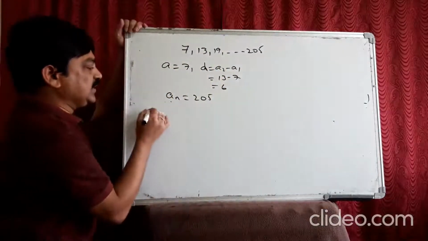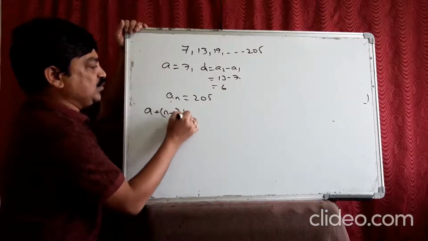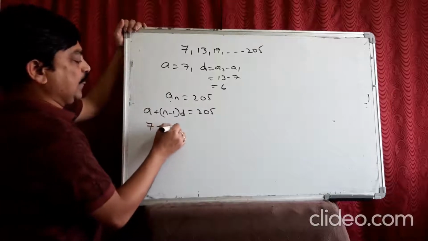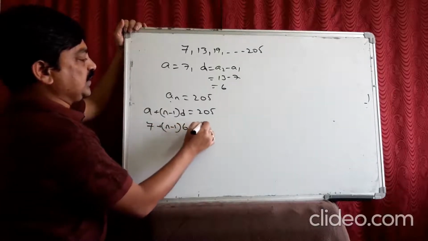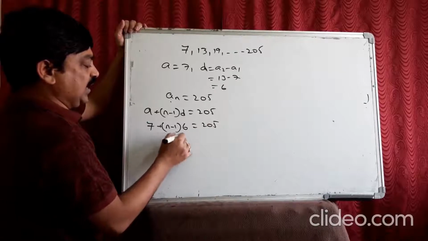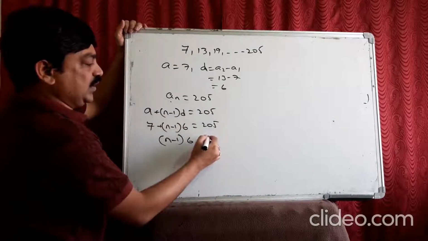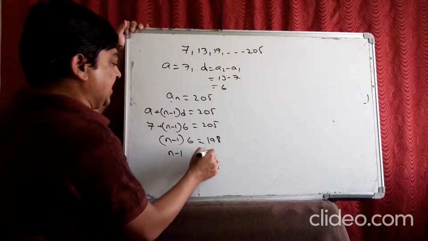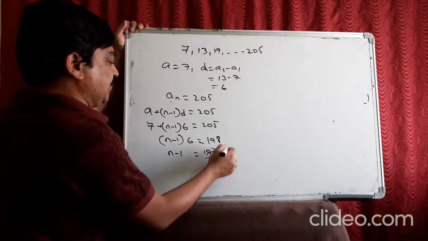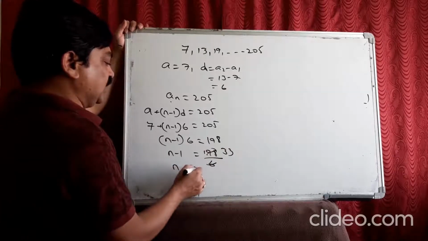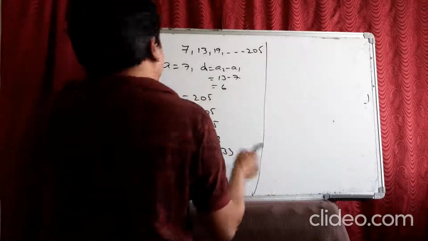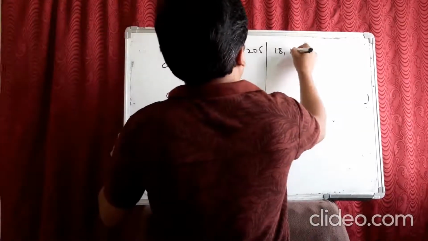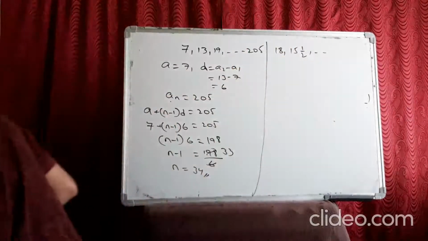So AN is A plus N minus 1 into D. So A is 7 plus N minus 1 into 6 is equal to 205. N minus 1 into 6 equals, it becomes 198. So N minus 1 becomes 198 by 6. It becomes 33. So N equals 34. There are 34 terms.